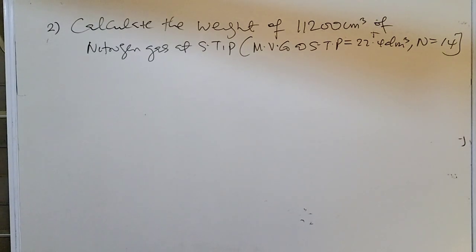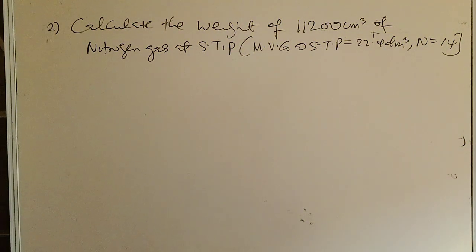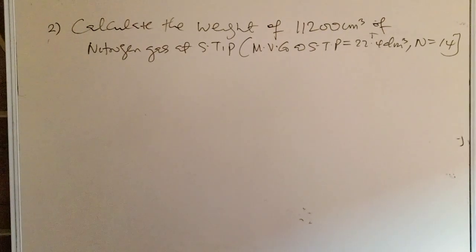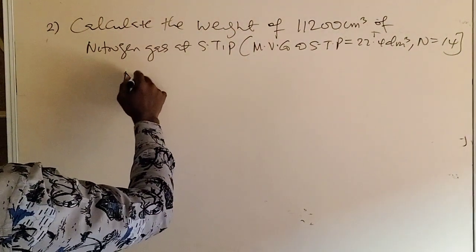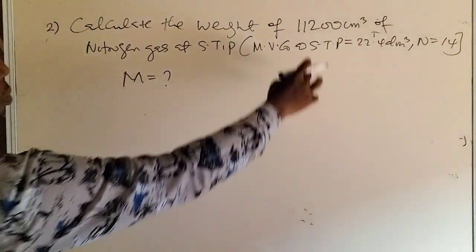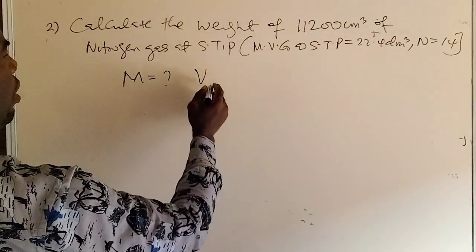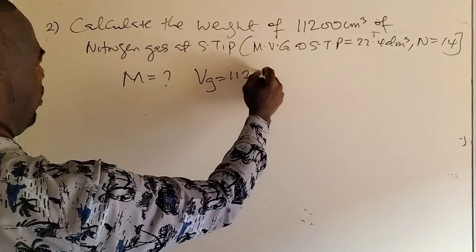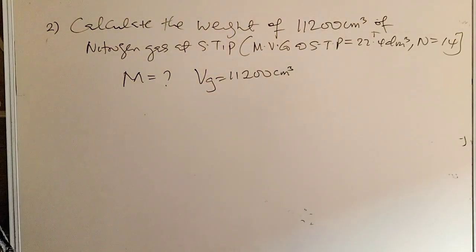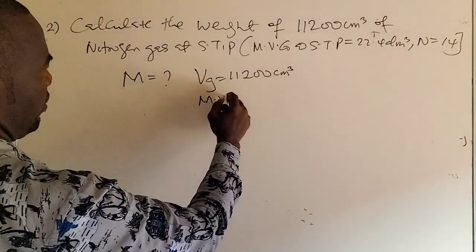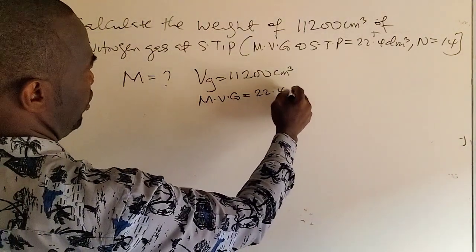So look at the problem on the board that says, calculate the weight of 11,200 cm cube of nitrogen gas at STP. To solve this problem, we're looking for weight, and here weight connotes mass in chemistry. We're given the volume of the gas, 11,200 cm cube at STP. We're also given the molar volume of the gas at STP, which is a constant, 22.4 dm cube.